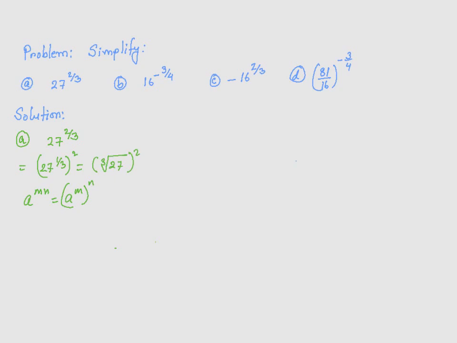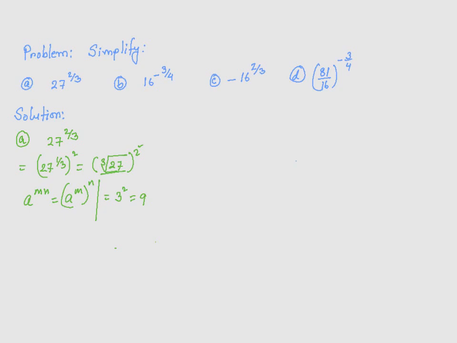Now, let's go ahead and simplify it further. The cube root of 27 is such a number that when we multiply the number with itself 3 times we get 27, and that number is 3, because 3 times 3 is 9, then 9 times 3 is 27. So the cube root of 27 is 3, then don't forget the square: 3 squared, which is, by the way, 9.